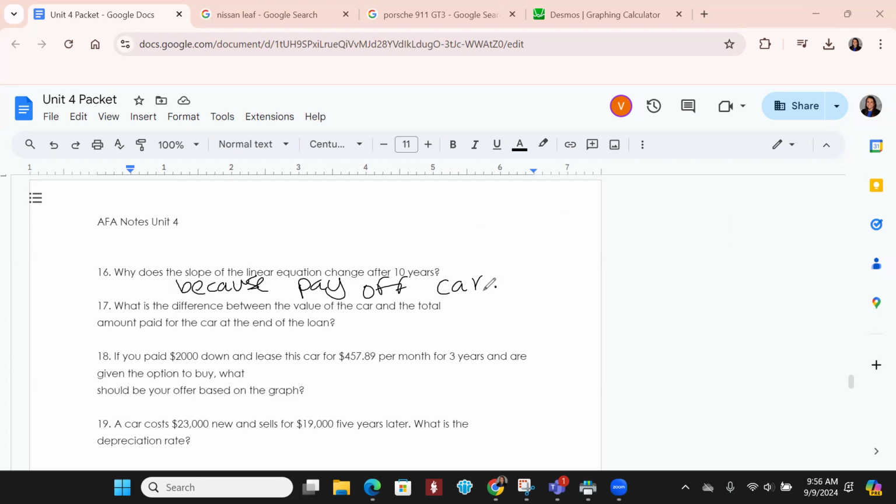What is the difference between the value of the car and the total amount paid for the car at the end of the loan? So you told me that the total amount was $62,946.80. And we're going to subtract how much that car is worth, which is $7,758.02. And that's going to give me $55,188.72.